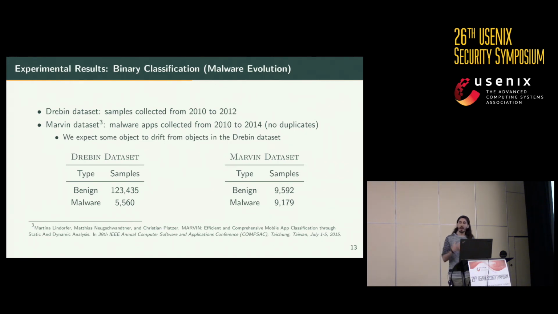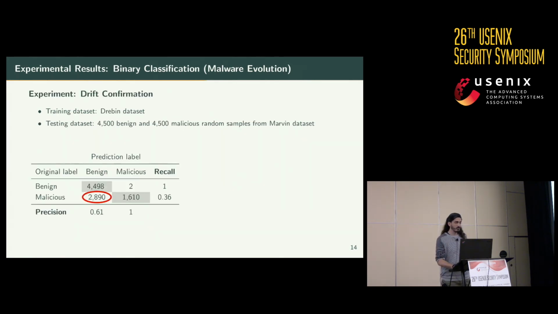So the Marvin dataset has applications collected in a period of time overlapping with the Drebin dataset, and also newer applications. Therefore, we expect to see some drift in the data, because applications change and malware changes. The Marvin dataset has more than 9,000 benign and malicious applications. The first experiment that we have done is to confirm that we have a drift in the data. So we train a model with the Drebin dataset, and we test the model with 4,500 benign and malicious applications from the Marvin dataset.